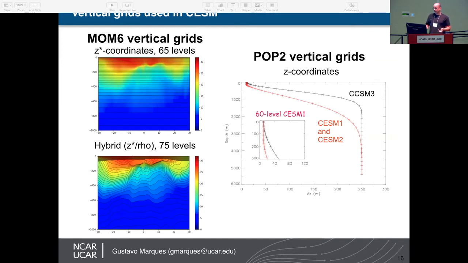And on the right are the POP vertical grids, which are all Z star. The one you are using is in red and has 60 levels. So that's the grid used. We tend to have high resolution near the surface, and that decays exponentially with depth.